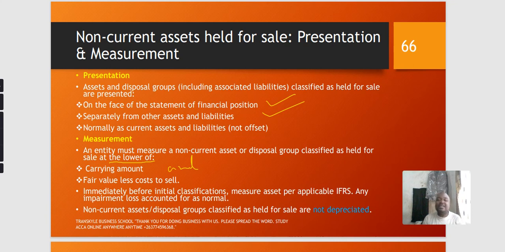So we are looking at the carrying amount versus fair value less cost to sell. We are saying the lower of the two. If the amount shown by cost less accumulated depreciation is lower than the fair value less cost to sell, then we should show the asset at the carrying amount. However, if the carrying amount is higher than the fair value less cost to sell, then we should show the asset at the fair value less cost to sell.